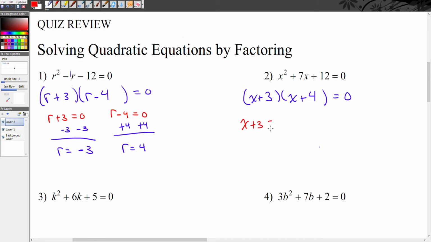So now I set each of these binomials equal to 0. So x plus 3 equals 0, and x plus 4 equals 0. And then solve these. So subtract 3 from both sides, and I get x equals negative 3. And over here, I subtract 4 from both sides, and I get x equals negative 4.